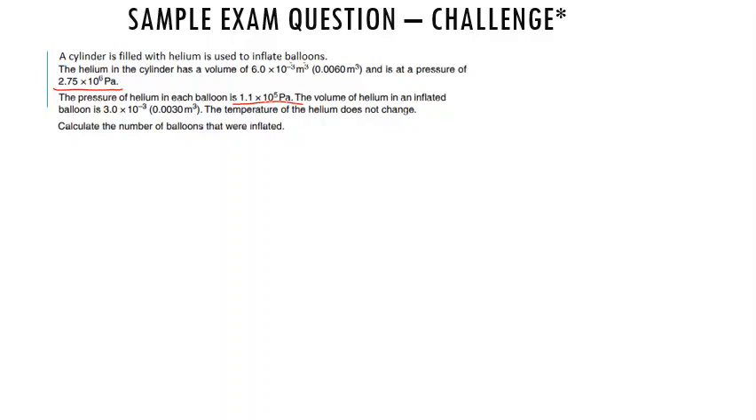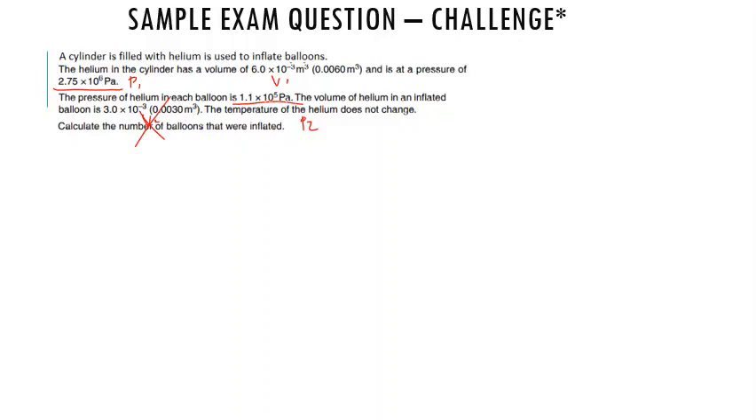They said the volume of each balloon, and that's a trick here, each balloon is 0.003 meter cubed. We need to know how many balloons can be inflated. Look, I've seen some students think that we already have P1 and we already have V1 and we already have also P2 here, and some people think that this is V2, but that's the mistake. This is not V2 because that's the volume of each balloon. V2 is the volume of all of the balloons because you are using the helium to inflate so many balloons.